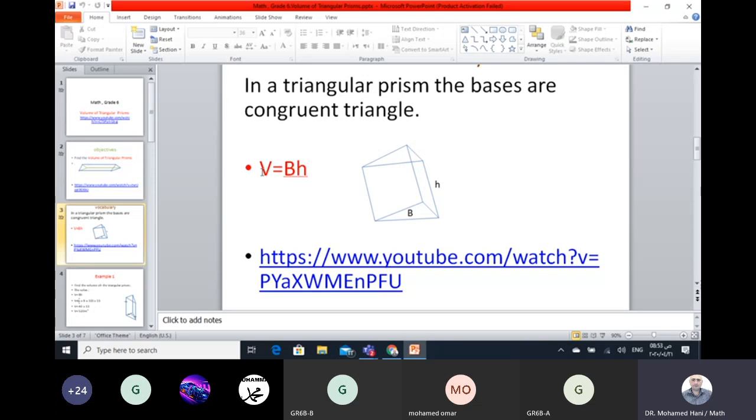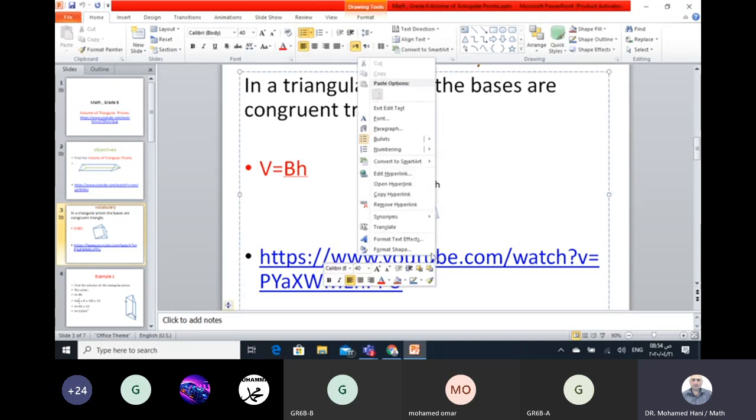The volume of a triangular prism equals the base of the triangular prism, which means the area of the triangle, multiplied by the height. The height is the distance between the two opposite bases, this base and this base. This is the meaning of the height of a triangular prism. Now see with me this video.